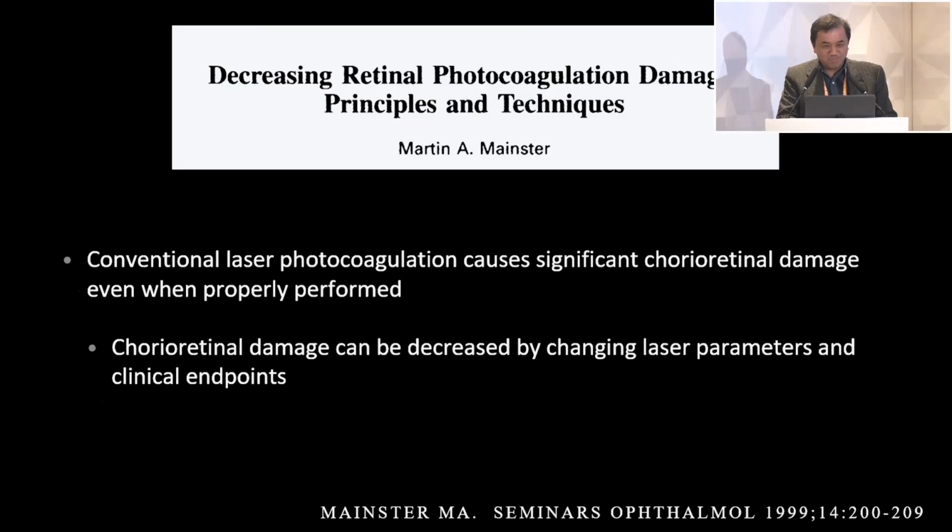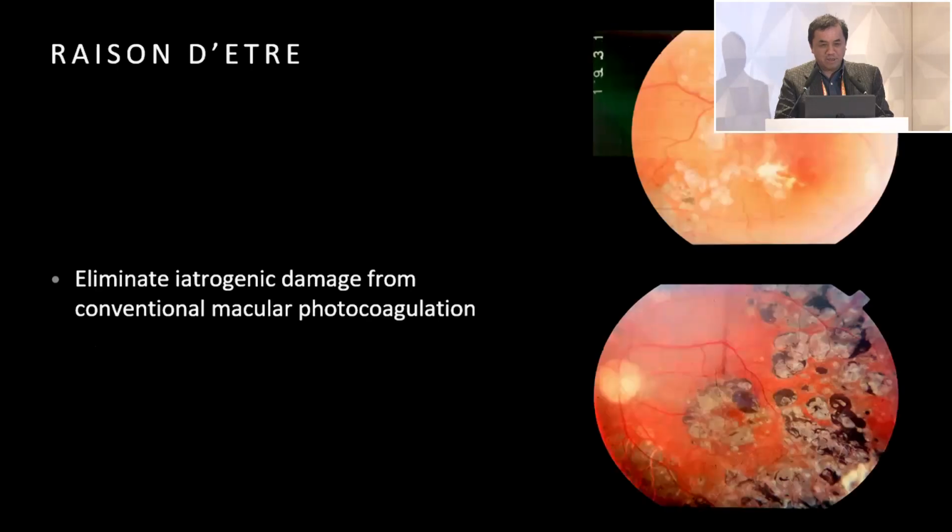So we're going to be making the differentiation from conventional laser photocoagulation, which causes significant chorioretinal damage even when properly performed. We can decrease the damage by changing the laser parameters and the clinical endpoints. This is the reason why the micropulse or subthreshold laser was developed, to try to eliminate this iatrogenic damage from conventional macular photocoagulation. You can see here, this patient was treated with actual parameters from the ETDRS.